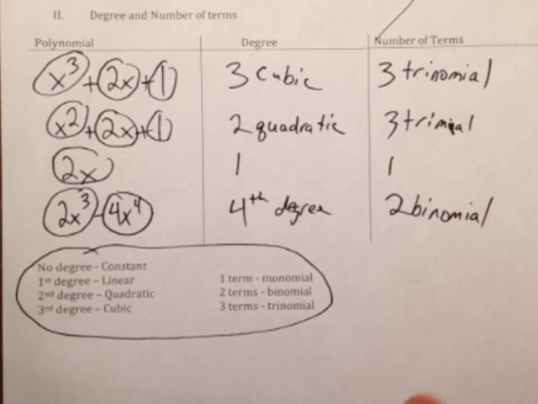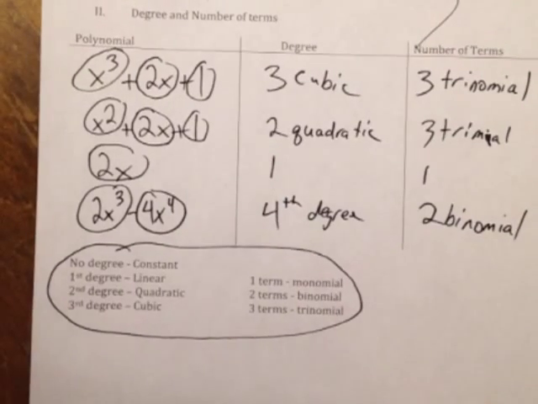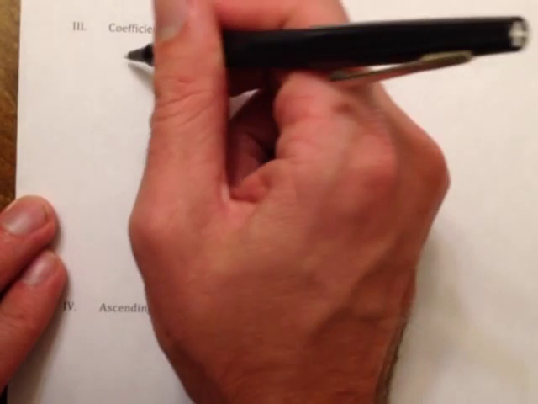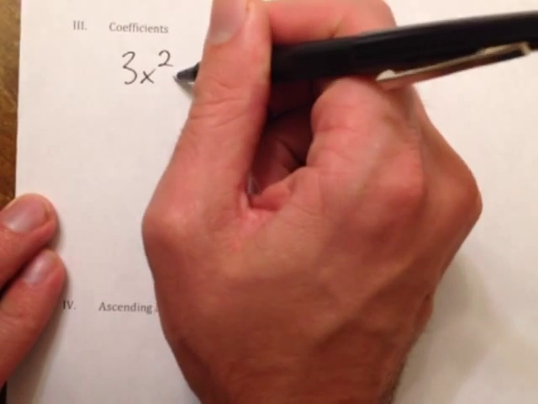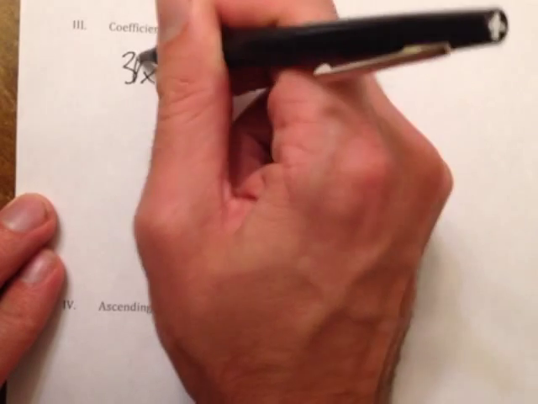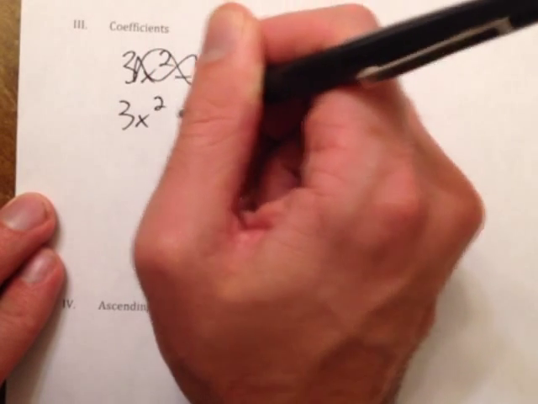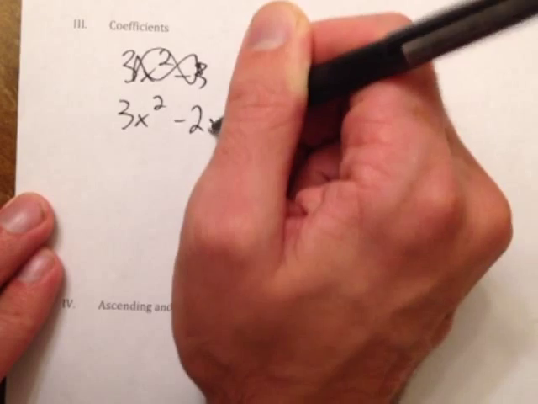Okay? Last couple things that we need to be able to do with polynomials is we should also know what the word coefficients means. So I'm just going to write out a random polynomial. I'm not going to use the number 3 twice though. Boy, that was silly.